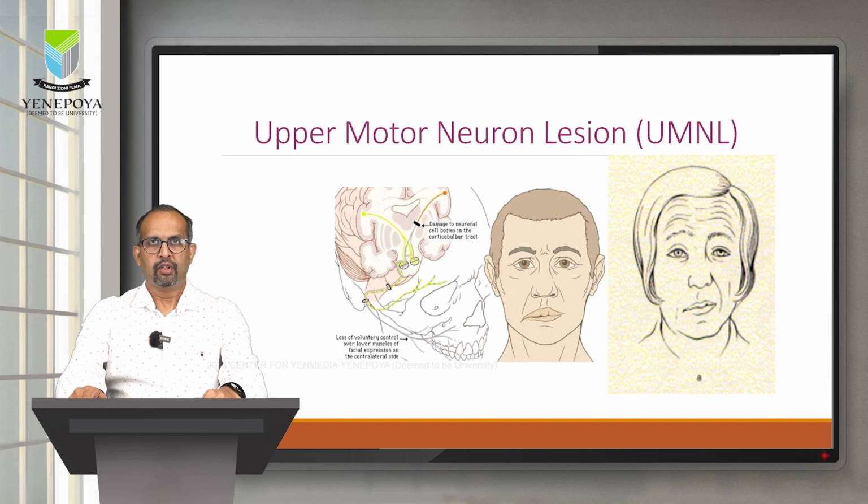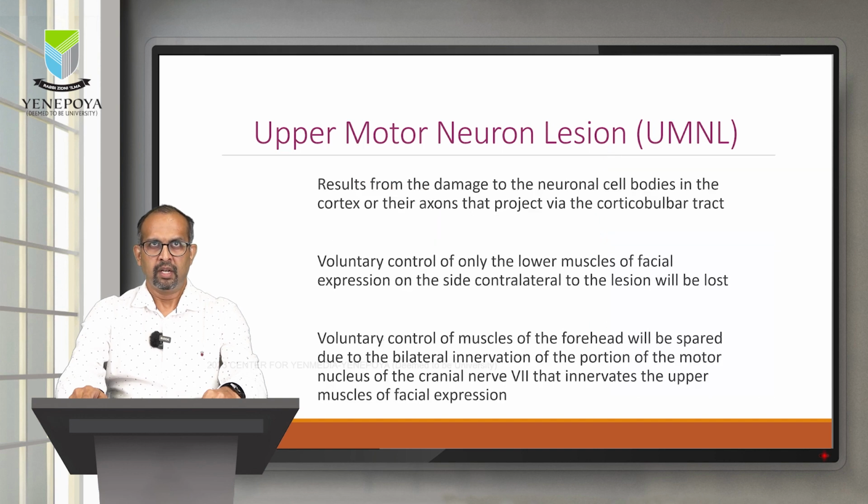Now, upper motor neuron lesion is, as the name indicates, the lesion or damage which occurs at the level of the brain. Hence, you can see neural cell bodies in the cortex of the axons that project via the corticobulbar tract. Voluntary control of only the lower facial muscles of expression on the side contralateral to the lesion will be lost.